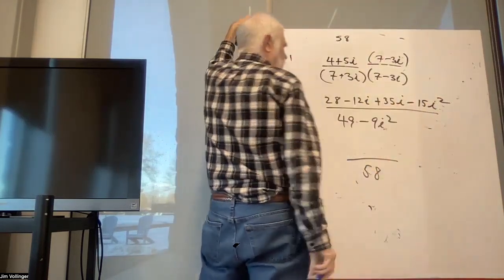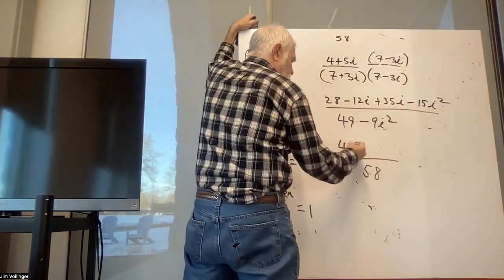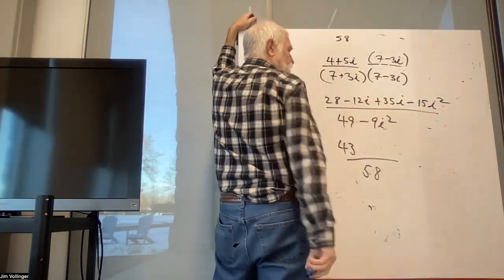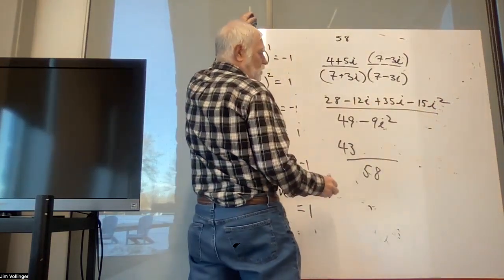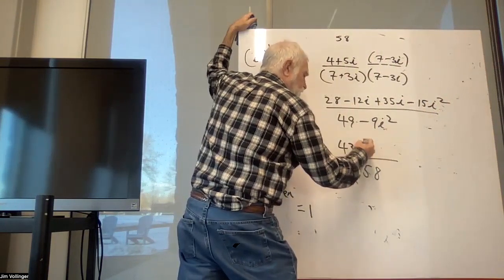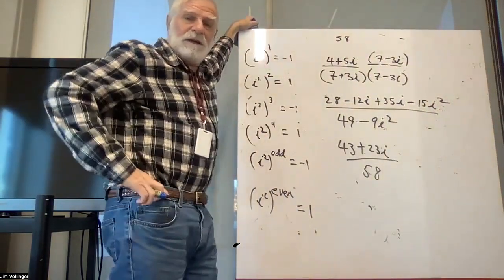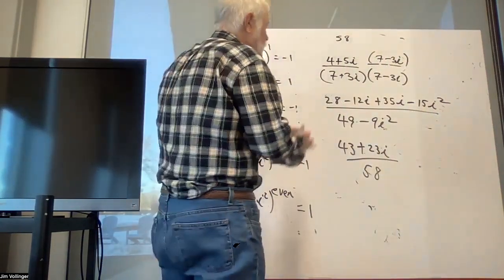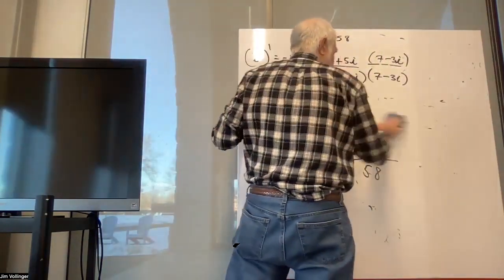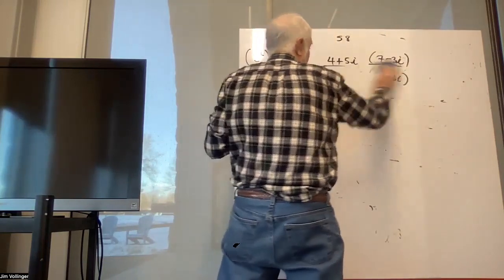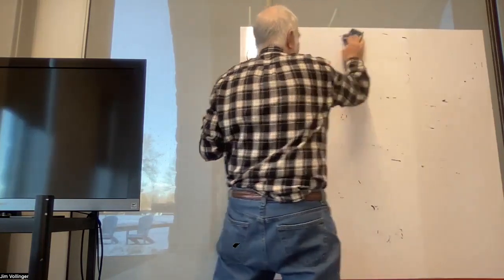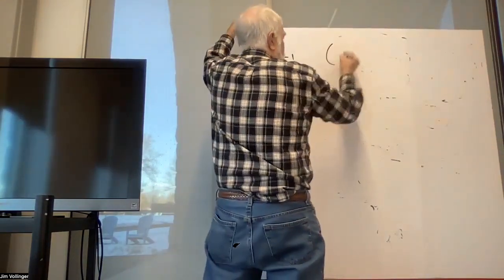28 plus 15 is 43. And minus 12 plus 35, 35 minus 12, 23, so positive 23i. Okay, hopefully I'm not making any mistakes there. All right, what's another skill that we have associated with this? Well, I want you to certainly be able to square a binomial quickly. So let's just practice that.